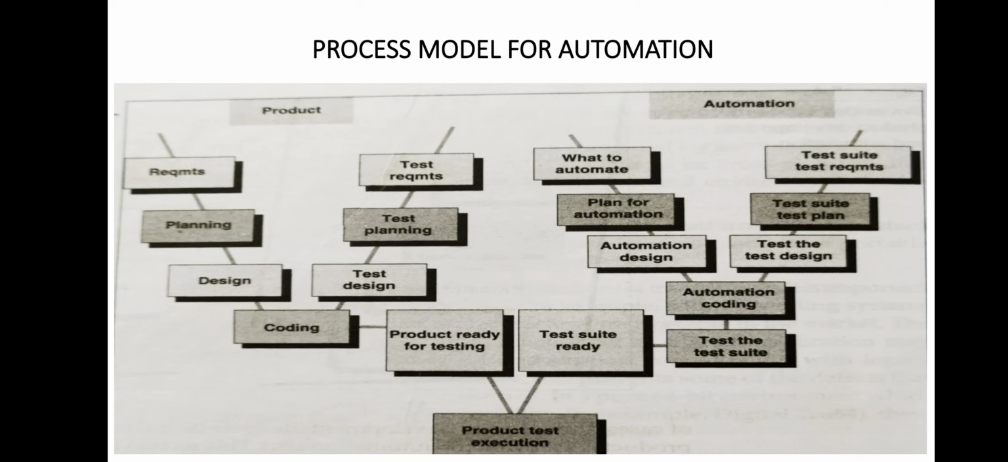You can see in this diagram a W model where some phases of automation are involved. You can see requirements, planning, design, and coding of the product, and on our right side the automation phases are there. First we will decide what to automate, then we will generate a plan, then we will go for the design of automation. After that we will code. It is the same as a software development project, and at last we will go for the test suites.